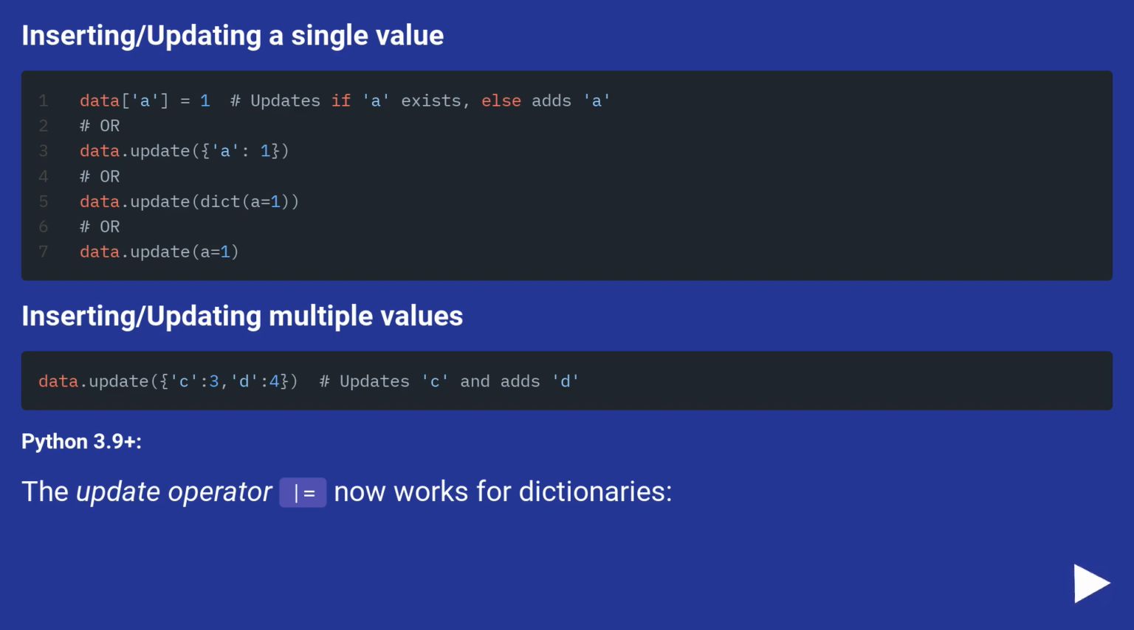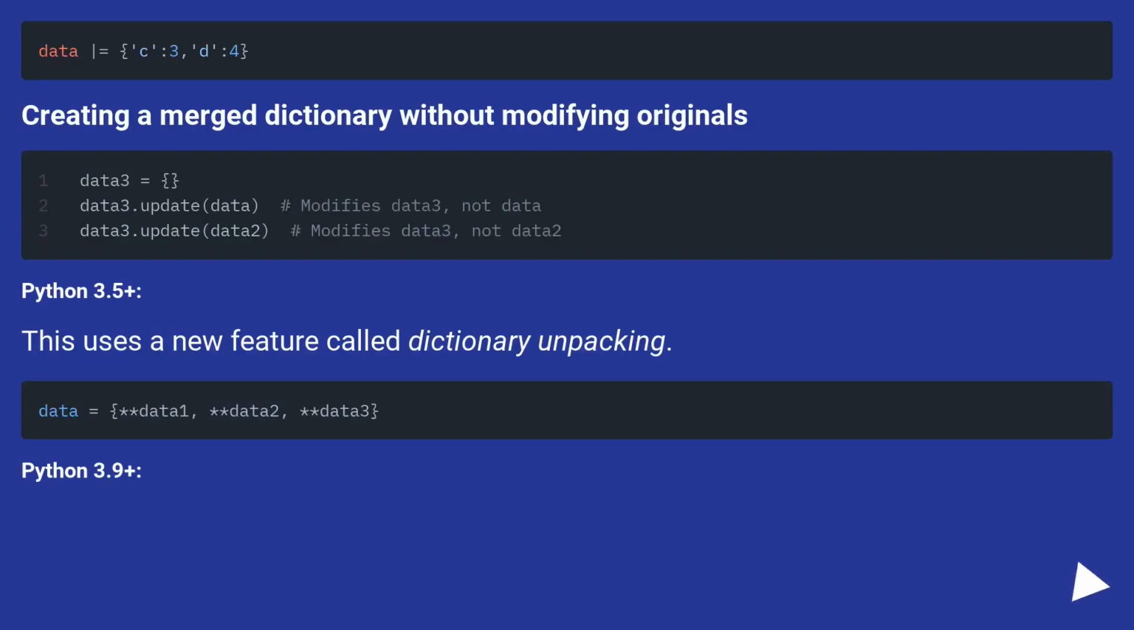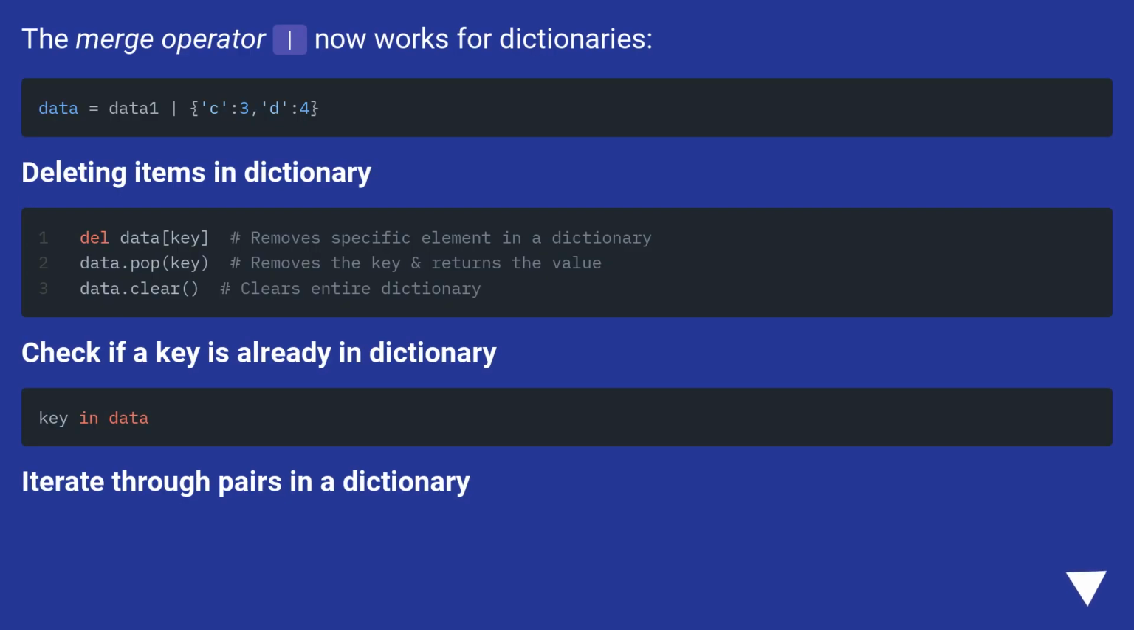Python 3.9+. The update operator |= now works for dictionaries. Creating a merged dictionary without modifying originals. Python 3.5+. This uses a new feature called dictionary unpacking. Python 3.9+. The merge operator now works for dictionaries.